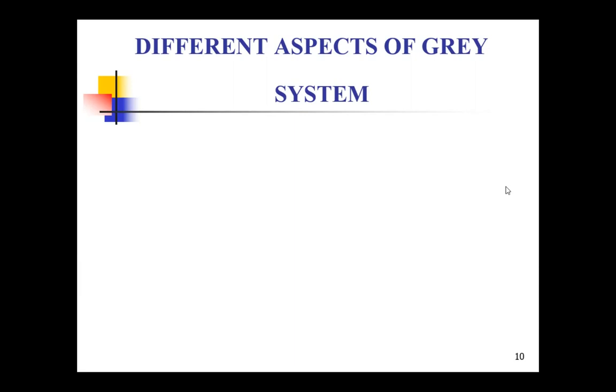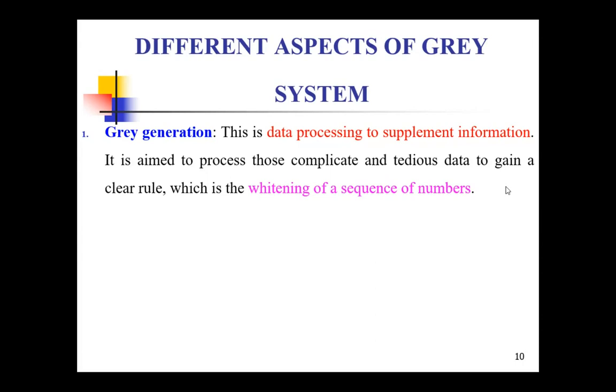So what are the different aspects of a gray system? Because gray relational analysis is a part of a gray system, we should know the different aspects of a gray system. The first one is gray generation. This is data processing to supplement information. As told previously, the black color represents data with zero information, and white represents data full of information. So gray generation is aimed at whitening the sequence of numbers. By whitening the sequence of numbers, the partial information available in the data is converted into data with full information, so that we can interpret things from the experimental data.